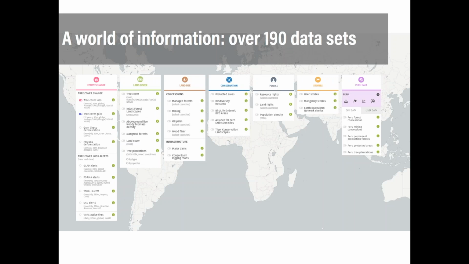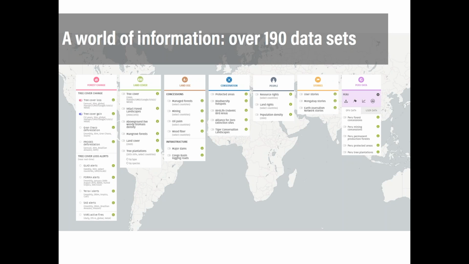But we don't just monitor forests from space. Global Forest Watch provides a number of other contextual data sets to help you get a better picture of what's happening. This includes data on, for example, the value of that forest, such as the above ground live woody biomass density or the carbon density of forests. It also includes data on land use, so who is legally responsible for managing that land or possibly even owning that land. Is there a forest concession, a mining concession, an oil palm concession, etc.